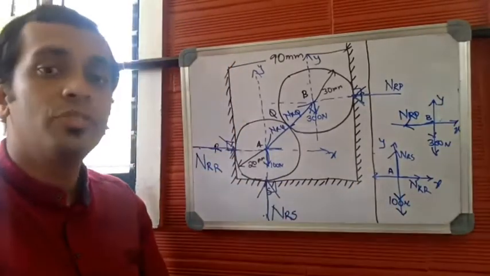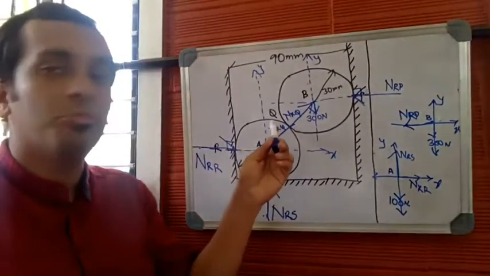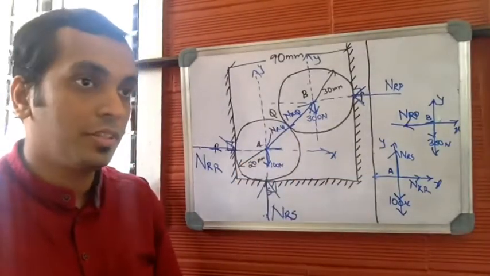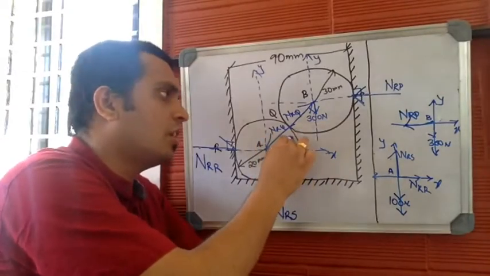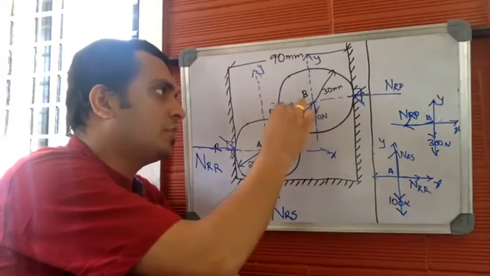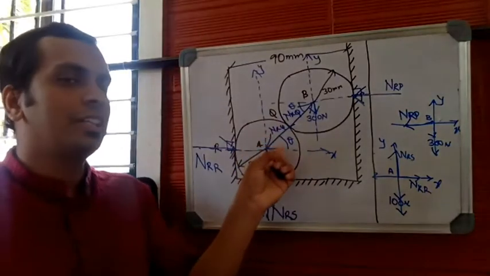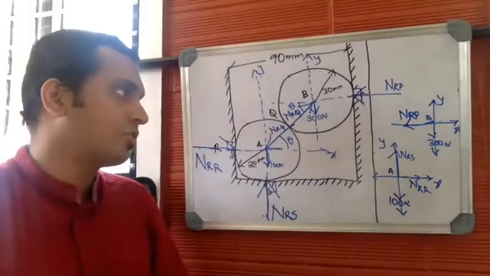Now the last force which is left out is NRQ. We did not mark NRQ here. The reason is we don't know its inclination. We should know this inclination, theta. This is theta, and even this will be equal to theta. We don't know the inclination. Now, how to find the inclination is the question.